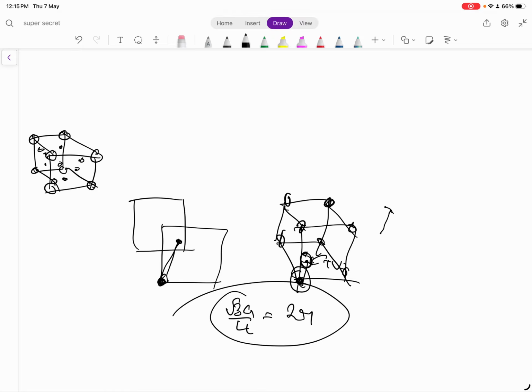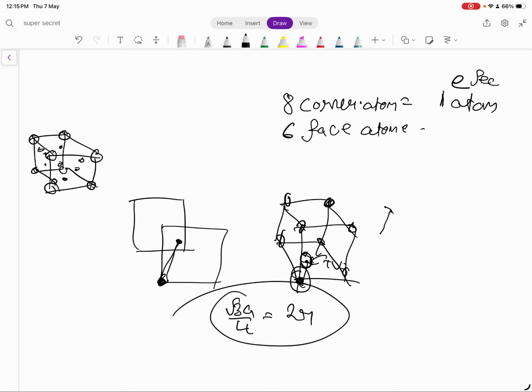And how many total atoms are there inside this? How many like atoms are packed? We have 8 corner atoms, which is equal to 8 into 1 by 8 per corner atom, which is equal to 1 effective atom. And now we have 6 faces, 6 face-centered atoms, so which is equal to 3 atoms. And then we have 4 alternate TV, so which is equal to 4 atoms.